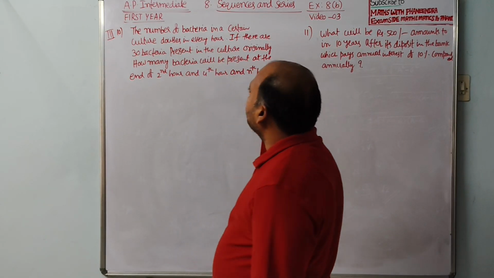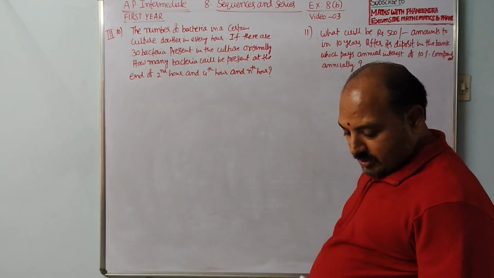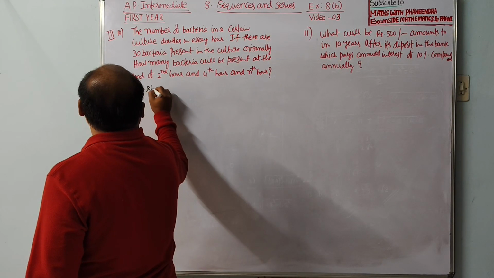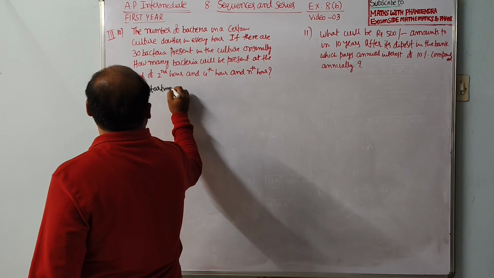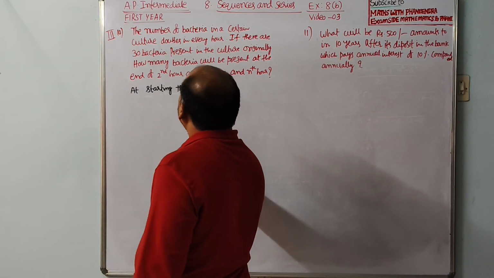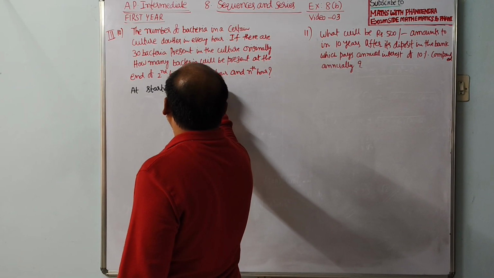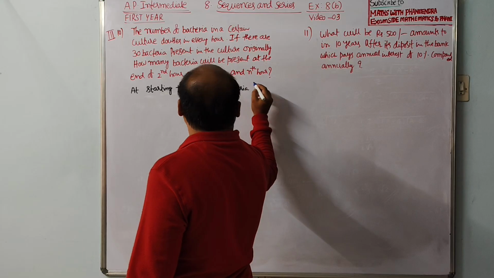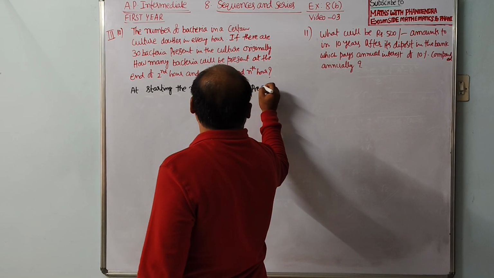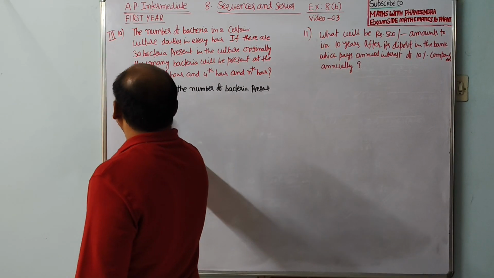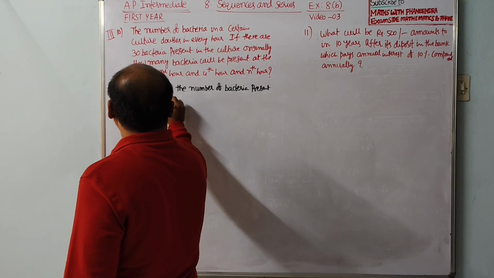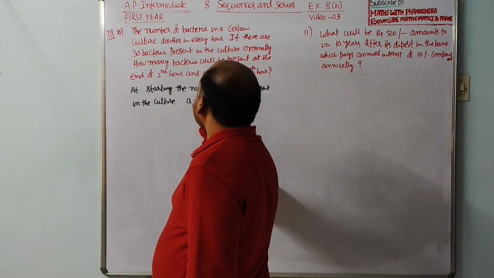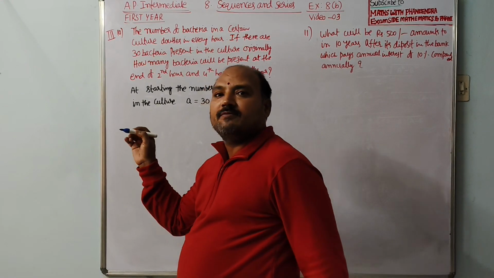So first what we have to do is the number of bacteria present at starting. At starting, the number of bacteria present in the culture, a is equal to 30 bacteria is there. That is the first thing. Starting means first term.